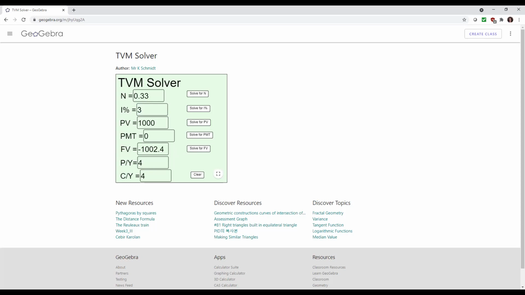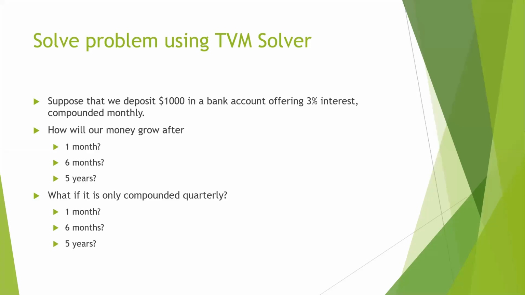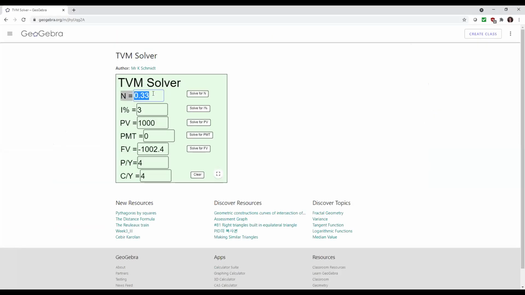Okay, let's look at the second part. So what if we only compound quarterly for 6 months? So how many quarters are in 6 months? Well, 6 months is half the year, so that's going to be 2 quarters because there's 4 quarters in the year. So here we're going to change n into 2 for 2 quarters, and then we're going to delete this and solve.